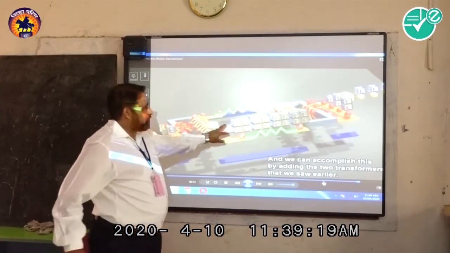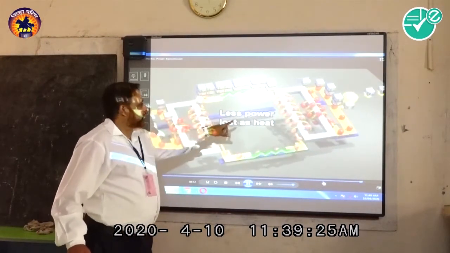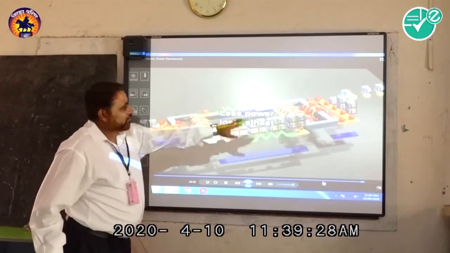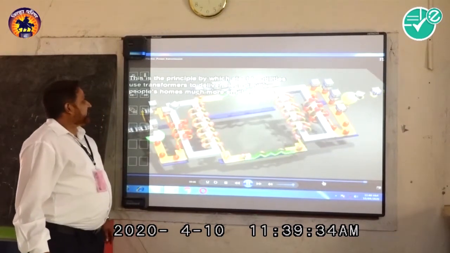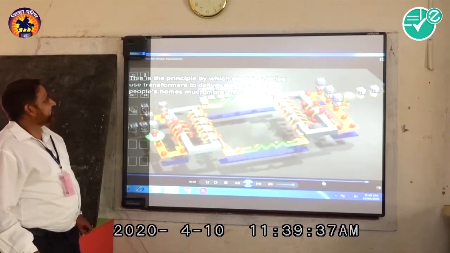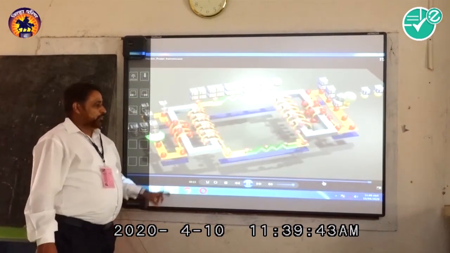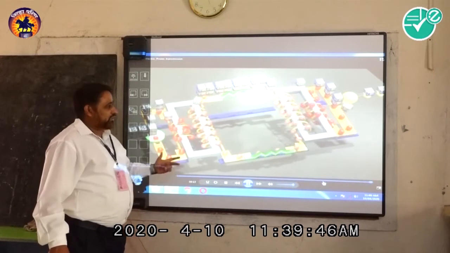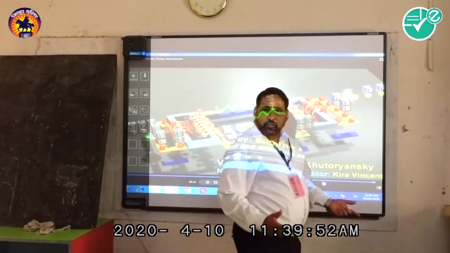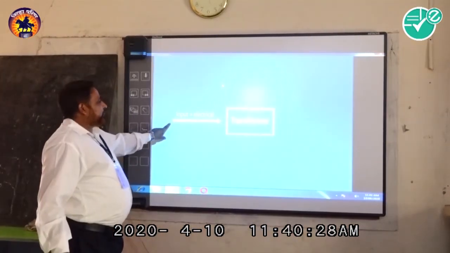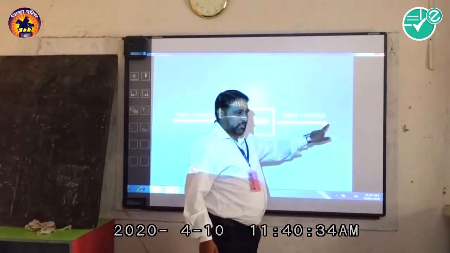So the boxes show the packets of energy. This is the resistance. These are the charges. The primary section and the secondary section, the input and the output, we are going to observe here. So this is the principle by which electric utilities use transformers to deliver electricity to people, so much more effectively, with good efficiency. So this is all about the transformer. Thank you very much. This is the electrical input, this is the transformer, and there is the electrical output.